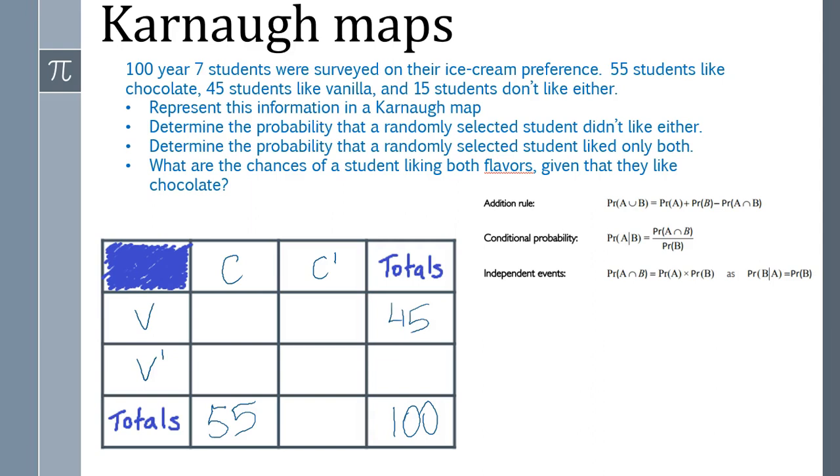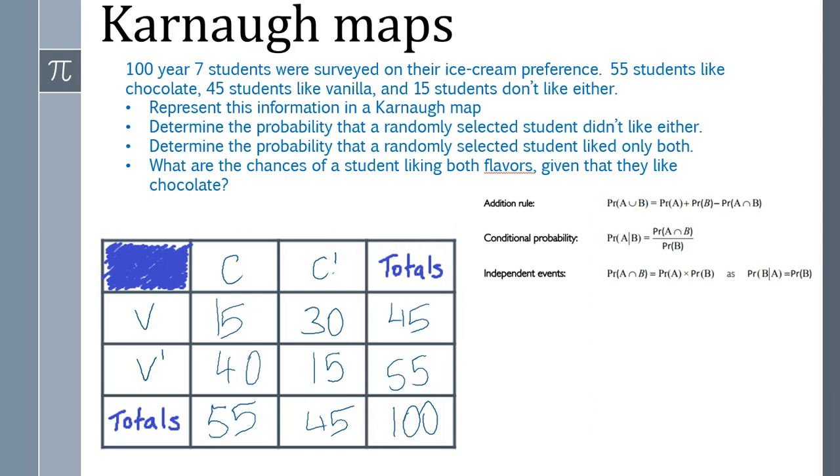15 students don't like either. So not chocolate, not vanilla is 15. Okay, now we can fill all that in, and that's the start of your exercise. You'll just be filling them in, calculating them before you have to create them. So 45 and 55 will give us 100. 55 and 45 will give us 100. 30 and 15 will give us 45. Okay, so that's filled in.